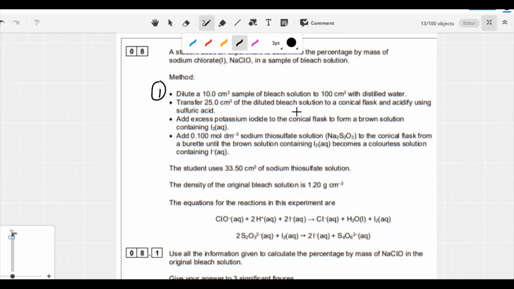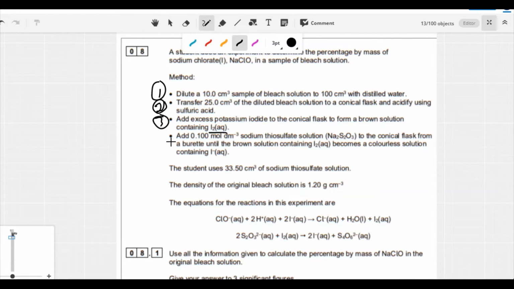The second step is acidification. Transfer 25 cm³ of the dilute bleach solution to a conical flask and acidify using sulfuric acid. The third step is to add excess potassium iodide to the conical flask to form a brown solution containing iodine, so here you can see I2. So that is your third step.